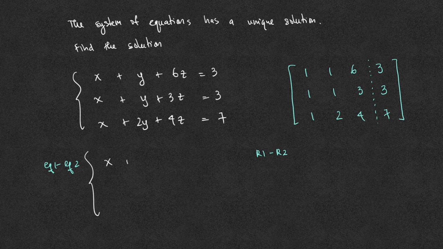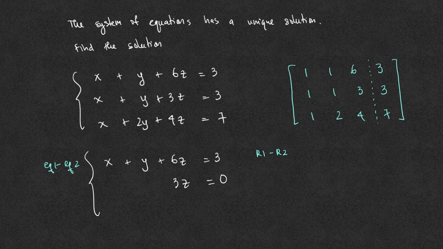This is x plus y plus 6z equals 3. x minus x is now 0x, y minus y is now 0y, and 6z minus 3z is now 3z, and 3 minus 3 is now 0.